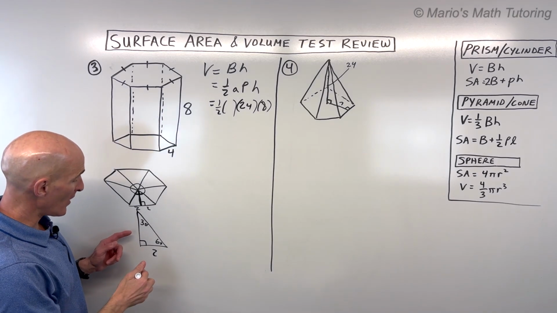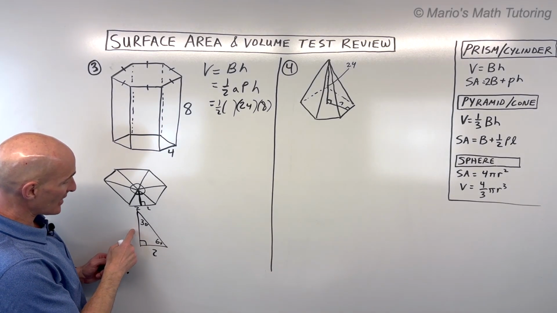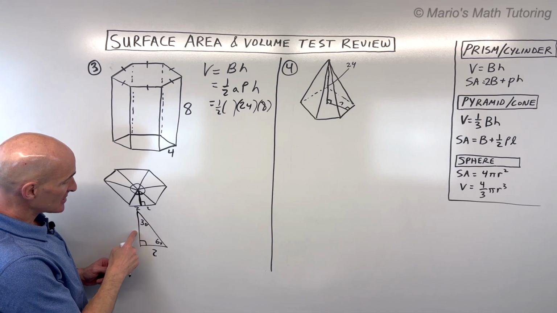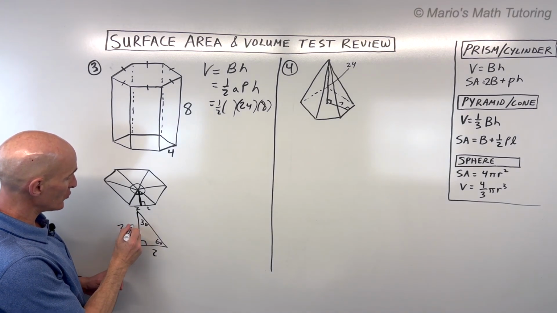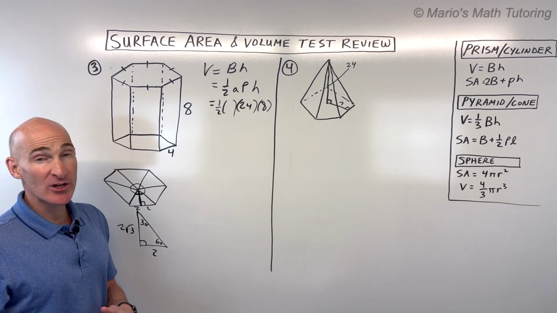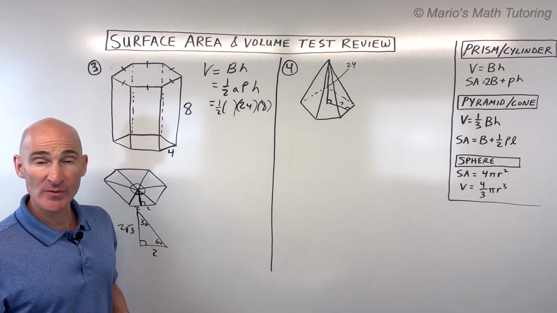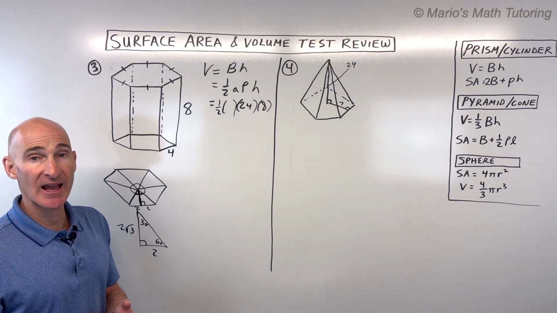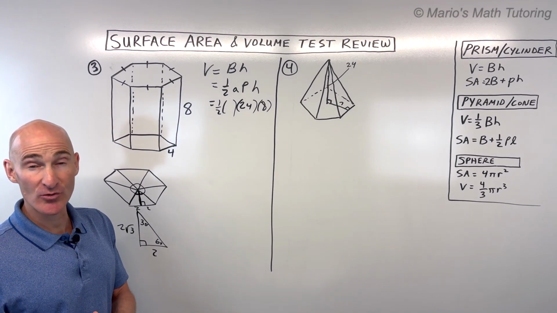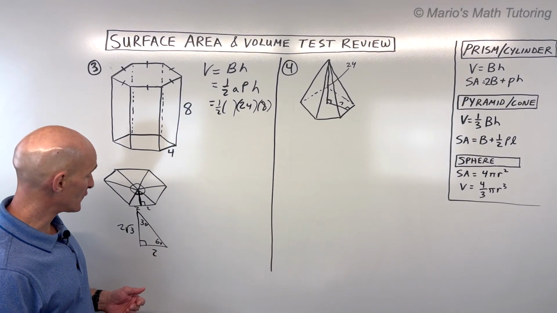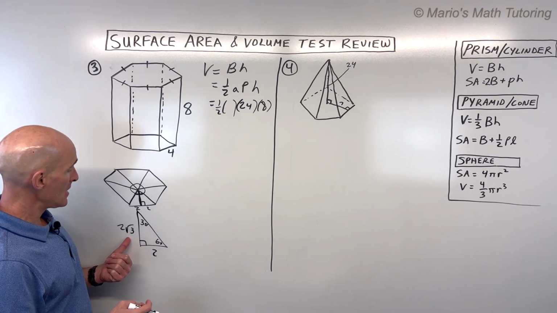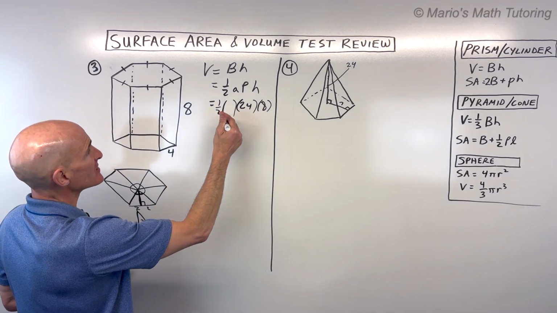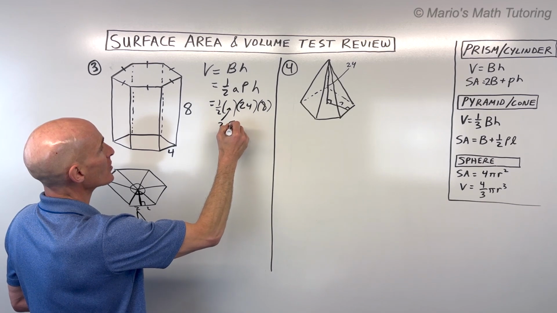So knowing what we know about special right triangles, x, x root 3, and 2x, this apothem here is going to be the short leg times the square root of 3. So this will be 2 root 3. If you need help with special right triangles, I've got videos on my Mara's Math Tutor YouTube channel on 30, 60, 90, and 45, 45, 90 special right triangles. Check out those videos for more understanding of how this works if you need help with that. So that's going to be our apothem right here. So that's going to be 2 square root of 3.